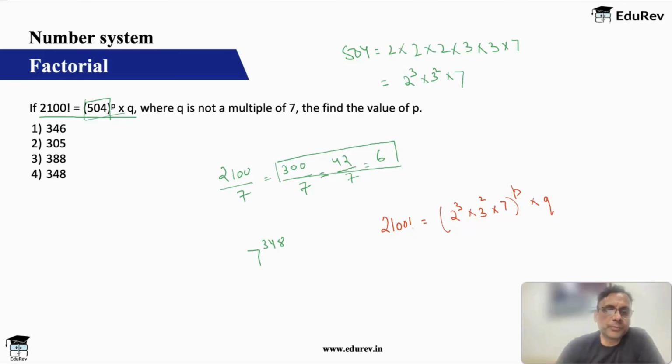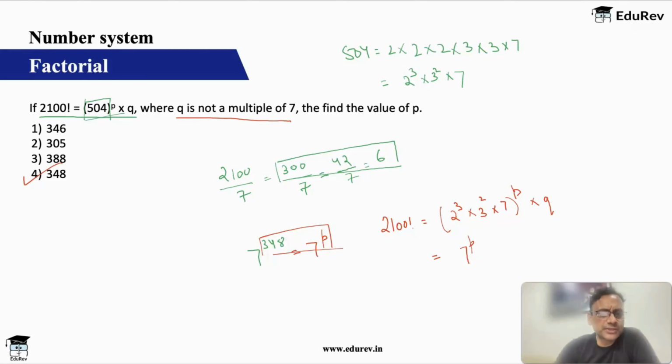Okay, and the important part is where q is not a multiple of 7. So q can have 2, q can have 3. You can't really do anything about 2 and 3, but it's not a multiple of 7. That means all the powers of 7 are here, and if you open this, it will open as 7 to the power p. So 7 to the power p should match 7 to the power 348. Hence p is equal to 348. Your answer would be choice 4.